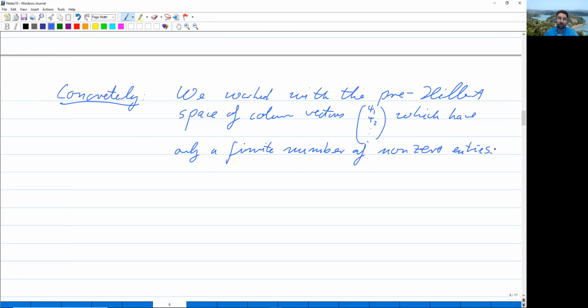This could be a lot of non-zero entries, right? So it could have, for example, the first million entries might be finite, and then the next gazillion entries are 0, and then there could be another billion non-zero entries. But at the end, at some point, it has to just be zeros, right? So that we have only a finite number of non-zero entries.